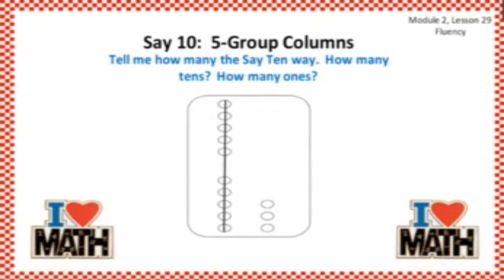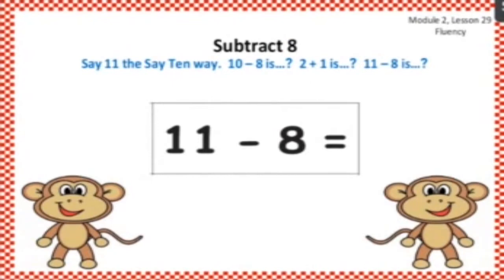And what about these? 10 3, 1 10, 3 ones. And what about these? 10 7, 1 10, 7 ones. And what about these right here? 10 4, 1 10, 4 ones. And the last, 10 2, 1 10, 2 ones. Clap for yourself. Alright, now we're going to be taking some subtraction sentences.